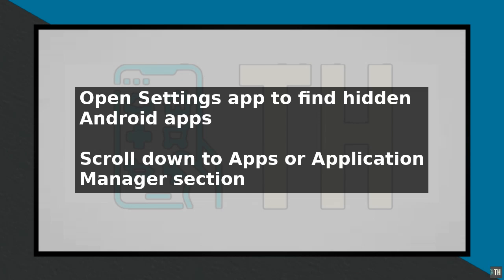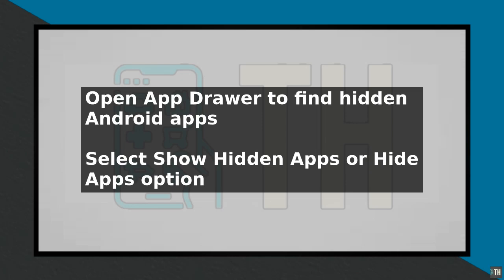Here you will see a list of all the apps installed on your device, including system apps and third-party apps. Look for any app that you do not recognize or that is not visible on your home screen or app drawer. Another way to find hidden apps is to use the app drawer.